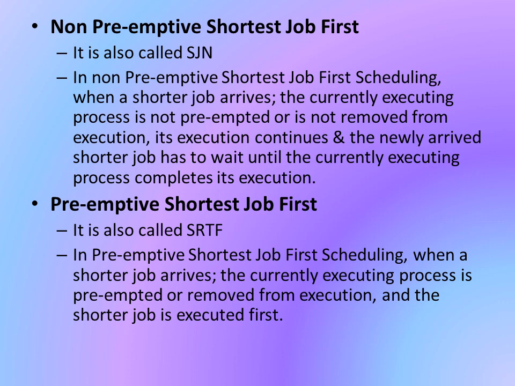Next, preemptive shortest job first. It is also known as shortest remaining time first. In preemptive shortest job first scheduling, when a shorter job arrives, the currently executing process is preempted or removed from execution, and the shorter job is given chance to execute first.